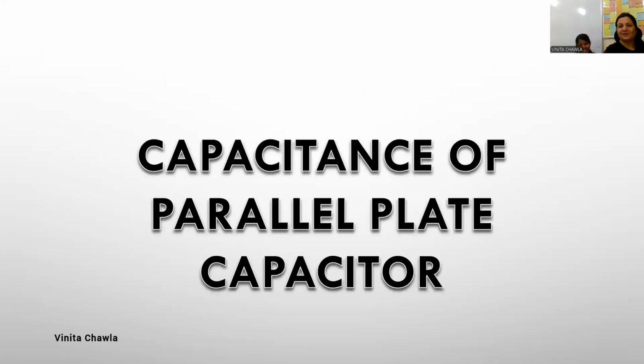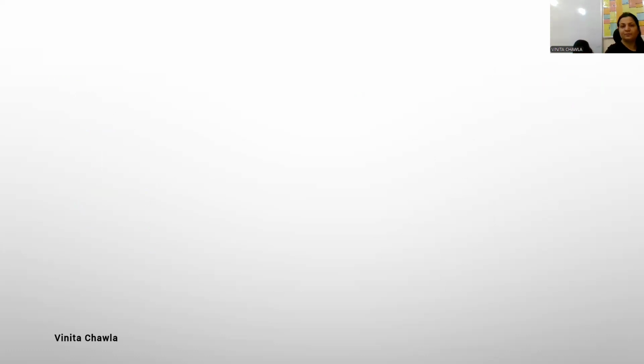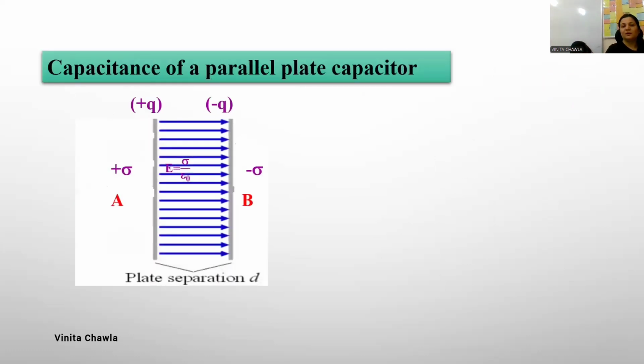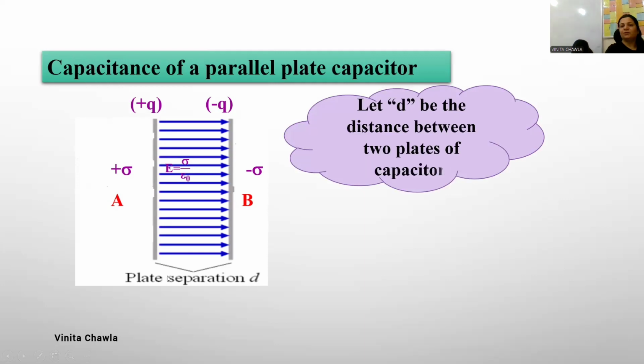Good. Now we have the next topic, capacitance of a parallel plate capacitor. Please write the heading. Draw a parallel plate capacitor like this. This is plus sigma. Sigma we had done in charge distribution, when we had covered charge distribution in chapter 1. So plus sigma is the surface charge density of this plate, and this minus sigma is the surface charge density of the second plate. Plate separation is D. D is the distance between the two plates of the capacitor.